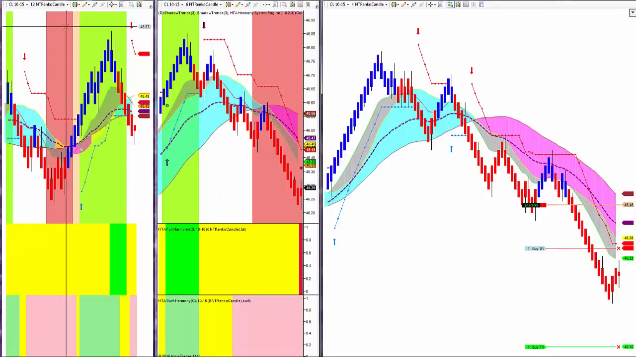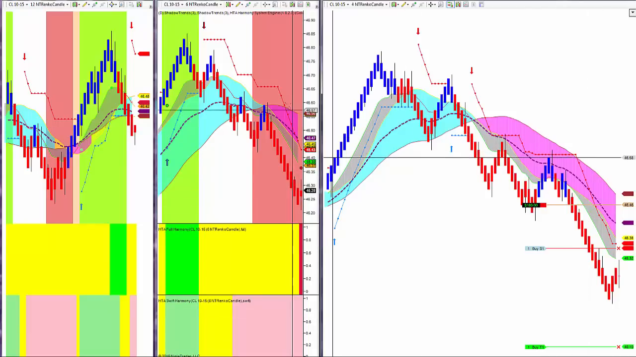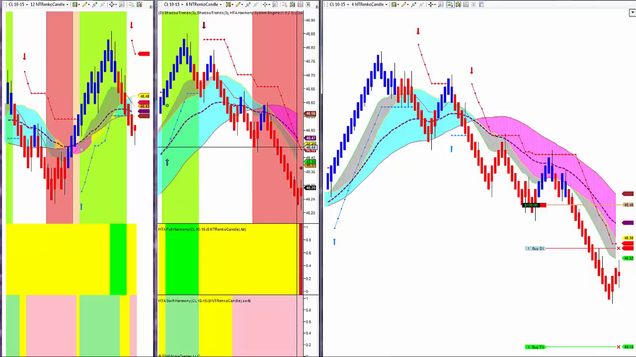So you see the 12 NT Renko is disconnected. We got the 6 NT Renko online. We got the aura clouds in that direction. We got the transitional zone above me. We got a full harmony, swift harmony. So, we're doing good on this trade.